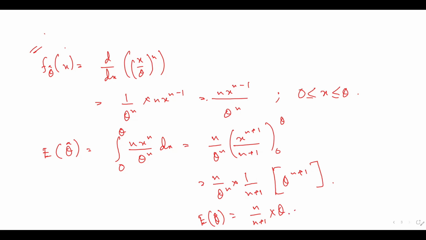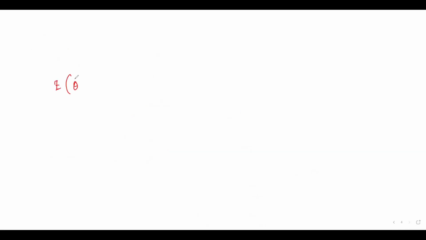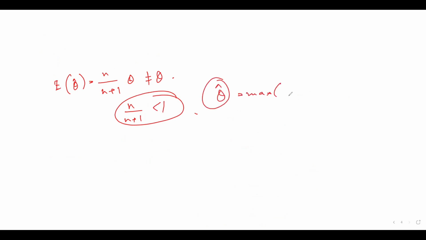Now you can see that the expected value of theta hat is equal to n by n plus 1 times theta, which is not equal to theta, because n by n plus 1 is always less than or equal to 1, right? So this theta hat, which we took as the max of x1 to xn, is a biased estimator, not an unbiased one.